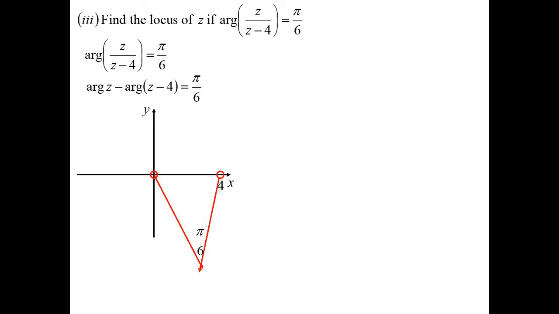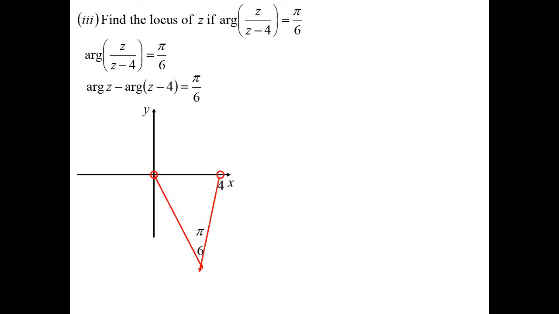Think back to circle geometry. Angles in the same segment are always equal. So we're saying it does not matter where that point of intersection is, it's always going to be pi on 6. So if I was to plot every possible point, I must end up with the circle because of that circle geometry theorem. Why did I put it below?